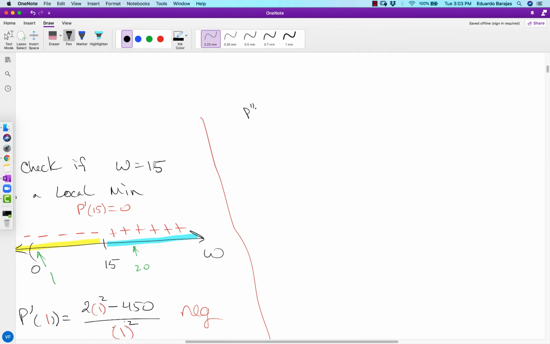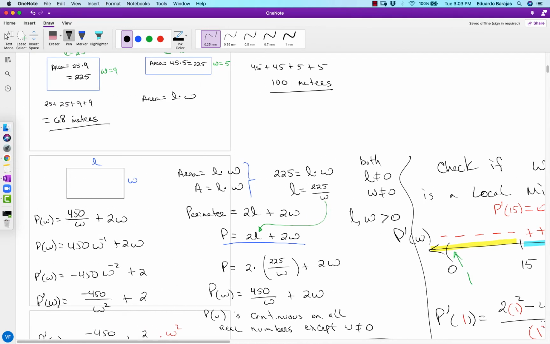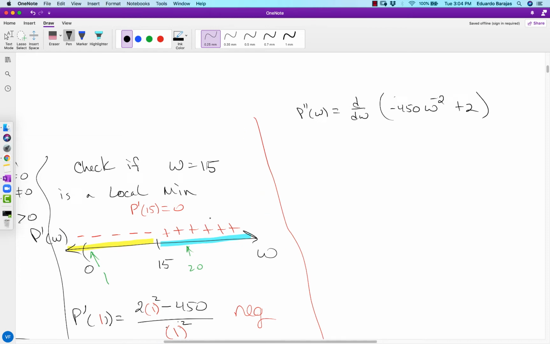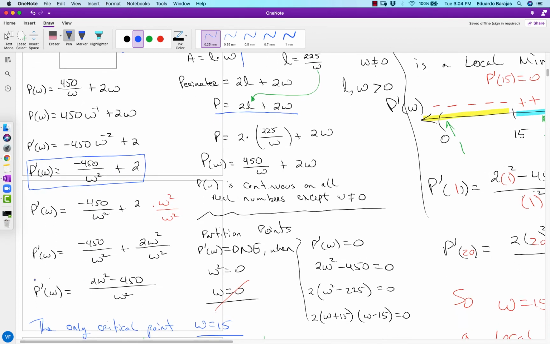So now the second derivative of w is going to be the derivative of the first derivative, which was 450 over here somewhere. So before I simplify it, we get to this. I'll just use this, it's easier to take derivatives from. So minus 450 w to the minus 2 power plus 2. That was the first derivative, the answer to this first derivative over here before simplifying it. Afterwards, we simplified it and got to this level here.